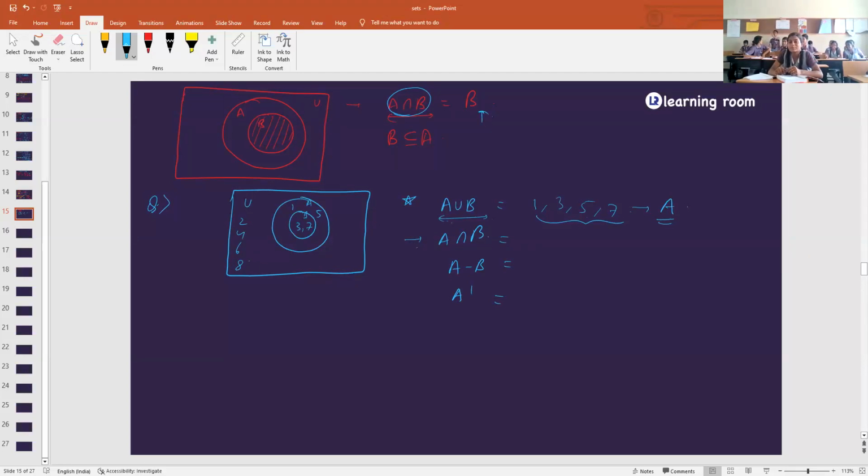3, 7, sir. 3 and 7 now. He said only 3, sir. He said only 3. Why? Why 7 won't be there? Isn't 7 common in both of the sets? Try to focus here, otherwise you won't get anything. Isn't 7 common in both of the sets? 7 is there in A also, 7 is there in B also. So 7 will also be common. 3 and 7 will be the answer. Okay? You may sit down.